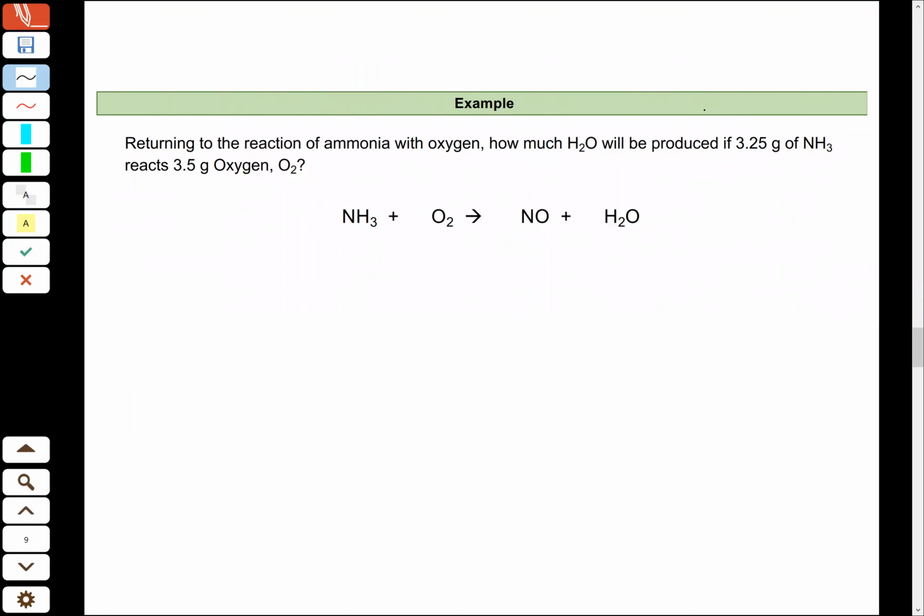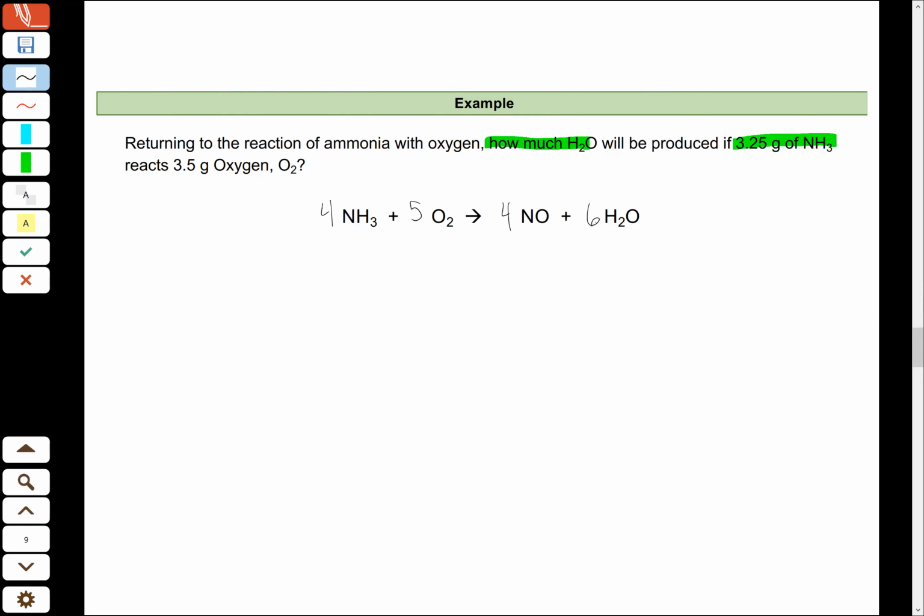All right, let's walk through this problem. So we have NH3 and oxygen forming NO and H2O. This is the same reaction we just looked at. And we had, in the previous slide, calculated how much of our water would be produced by 3.25 grams of NH3. So we already know the answer to that, right? We were able to balance the equation. So we know we've got 4 NH3 reacting with 5 oxygen to form 4 NO and 6 H2O.